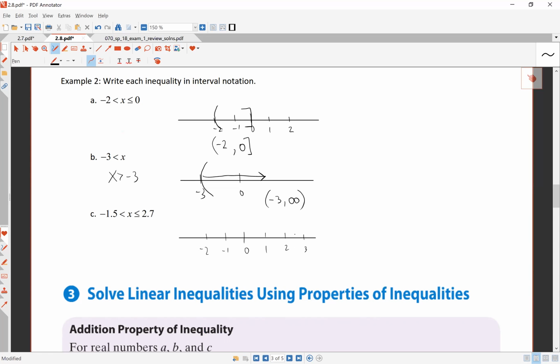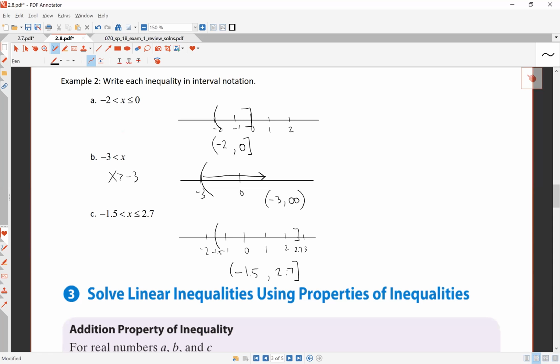The interval from -1.5 to 2.7, we're not going to include the -1.5, but we will include the 2.7. The left number is a -1.5, and the right number is a 2.7. Parenthesis on the -1.5, we don't include it. The 2.7, we include that.